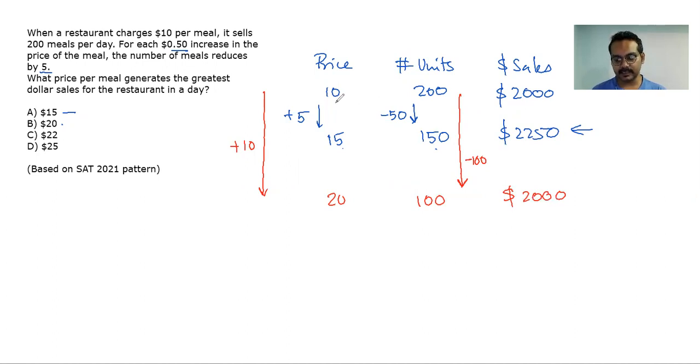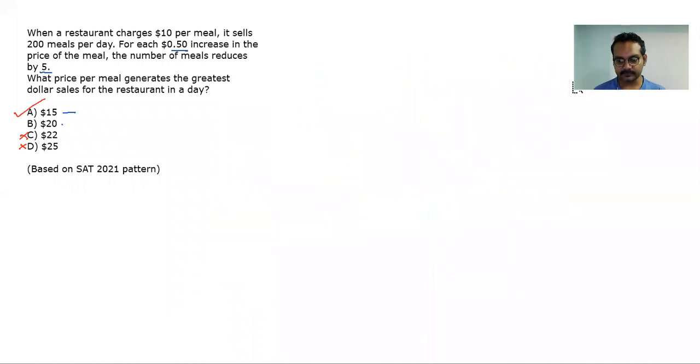So looking at the numbers, we started off with 10, we got 2000, we increased it a bit to 15, we got a higher value. When we increased it further, it came down. That means if I increase it any further, it is going to decrease even more. So we can be sure that 22 and 25 need no checking. At 20 the sales are lower, so the answer is option A. This is one way in which we can solve this question. Let's look at an alternative.